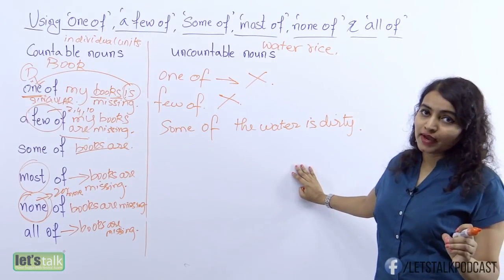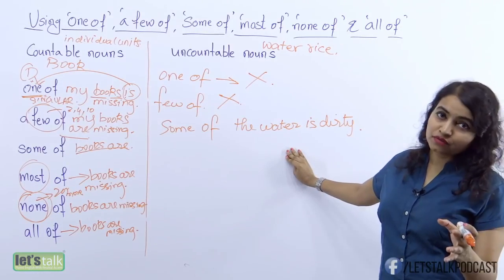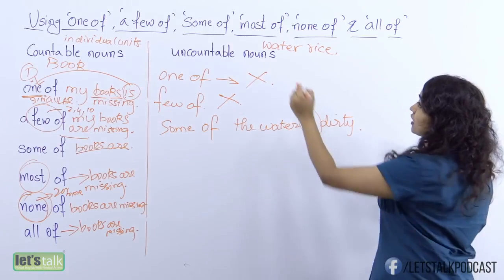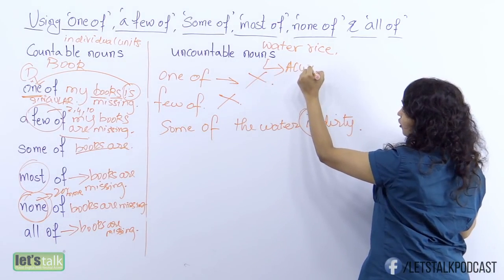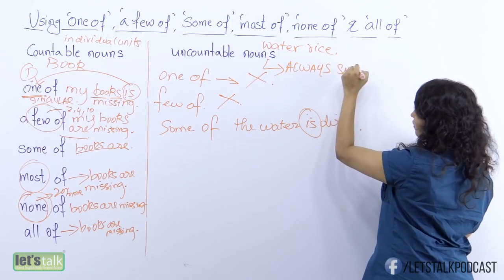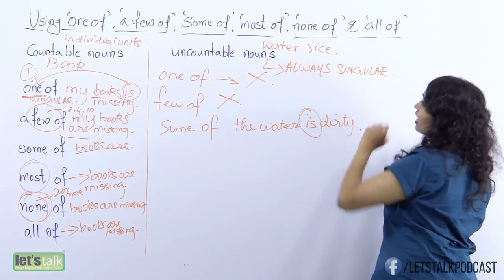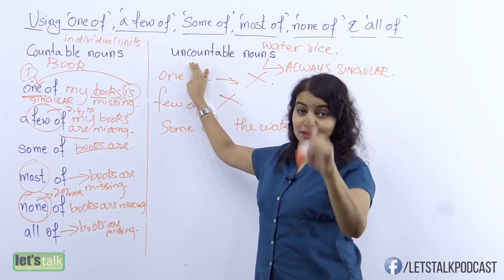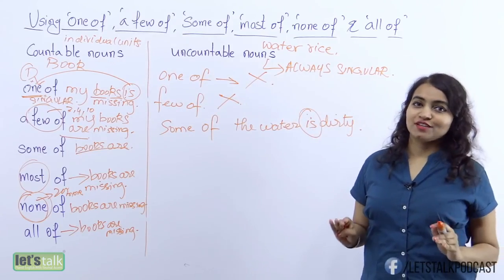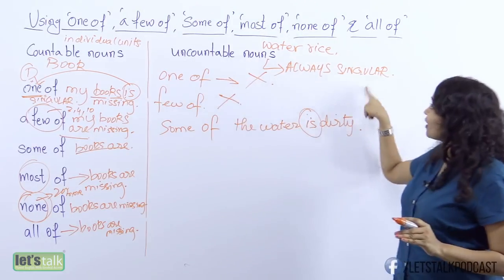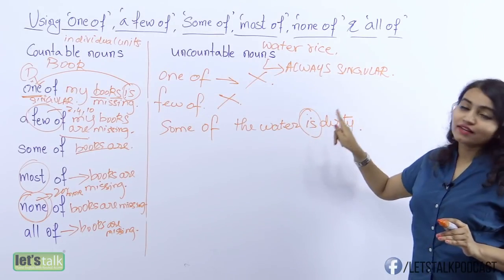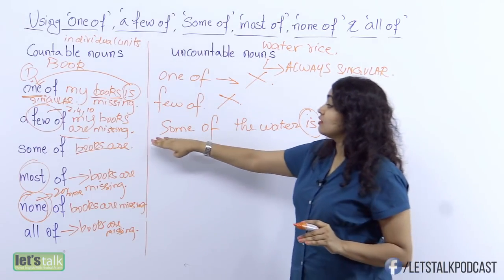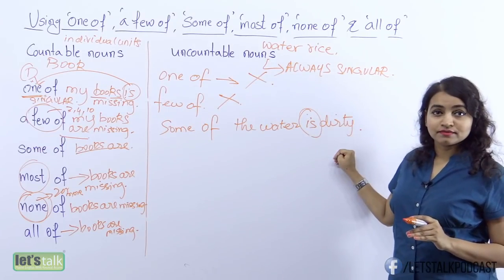Now, please note that when it comes to an uncountable noun, you will only use is, because an uncountable noun is always singular. You will never have an S at the end of any noun which is uncountable. And if you remember this, you will always end up speaking perfect English. So an uncountable noun is always singular, which is why you always use only an is after an uncountable noun. So you can say some of the water is dirty, right?